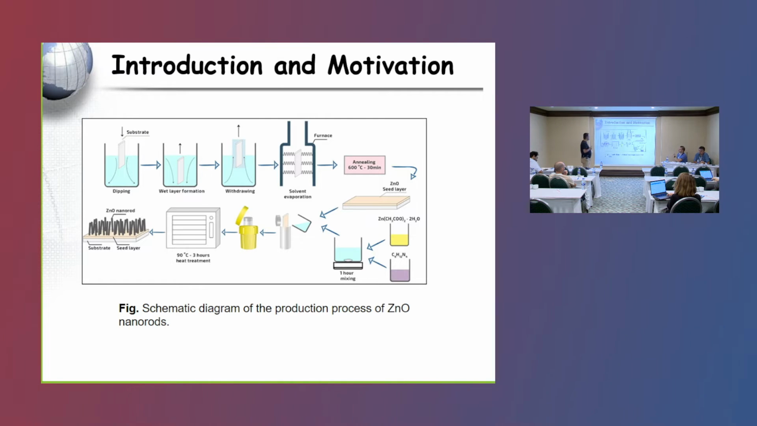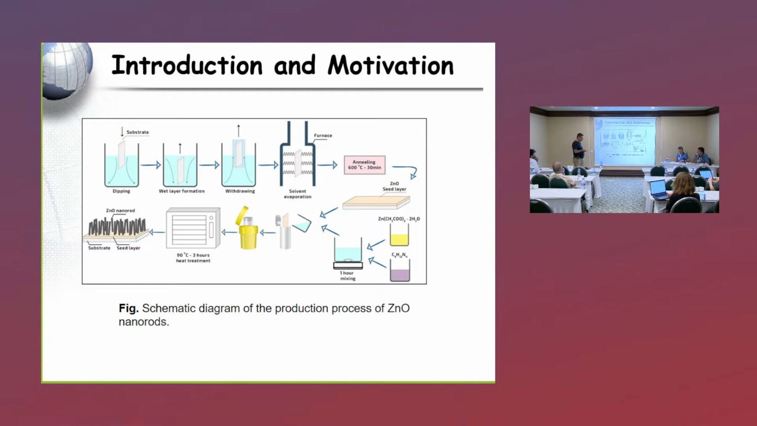First, we have to clean the substrate. It can be glass or silicon substrates. We use glass substrates. After that, there is dipping in the solution and coating with zinc oxide, which is the seed layer. Then we use zinc oxide as a precursor material. After that, we use a heat treatment and produce zinc oxide nanorods on the seed layer.